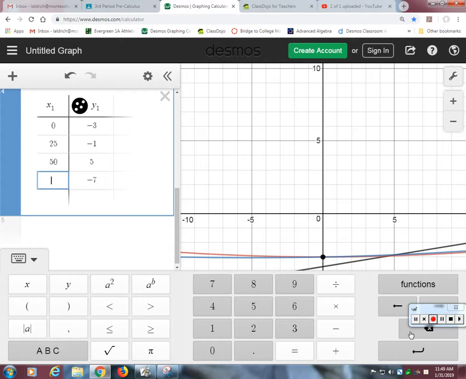No, with Desmos. Yeah, with Desmos. Yeah, I'll have these in here and you can use it.